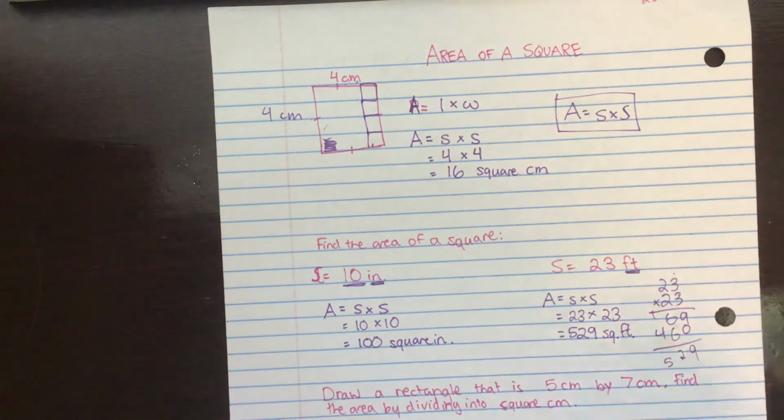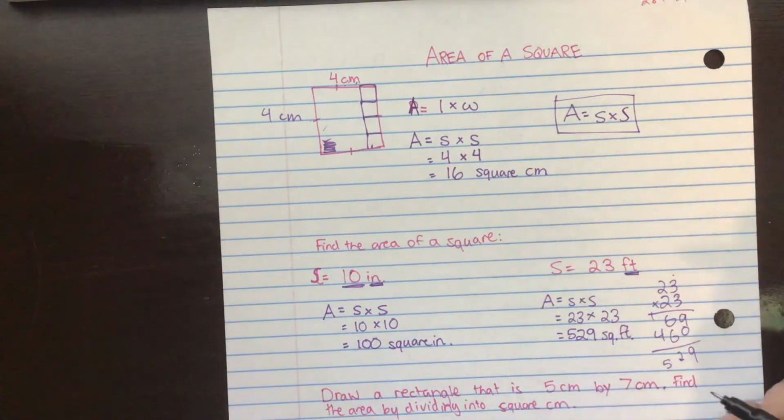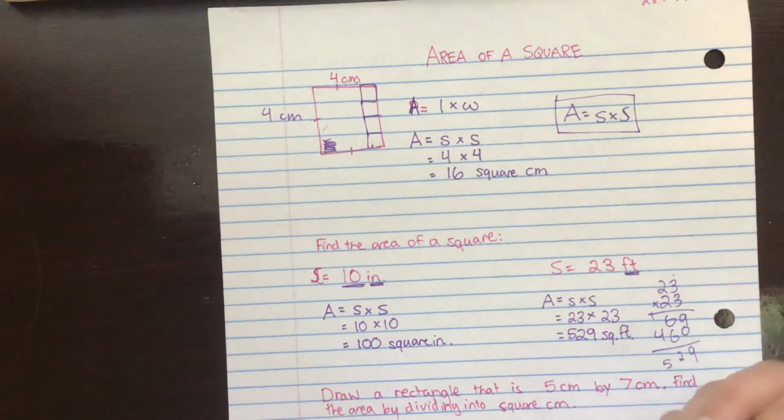Now that I have all my squares, I can count them up and figure out how many there are. But you know me, I like to do things a little bit quicker. So instead of having to count every single one of those boxes, I'm going to use my area formula. Area equals length times width. Area equals 7, because 7 is our bigger number, times 5. That gives me 35 square centimeters. There you go, how to draw and find the area.